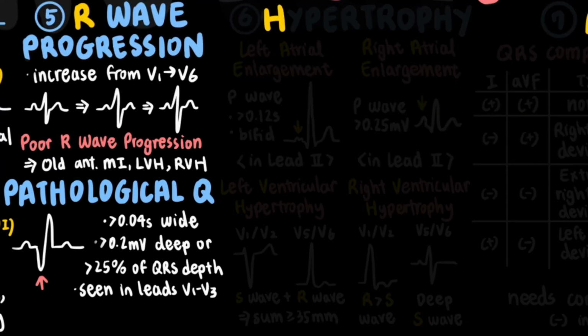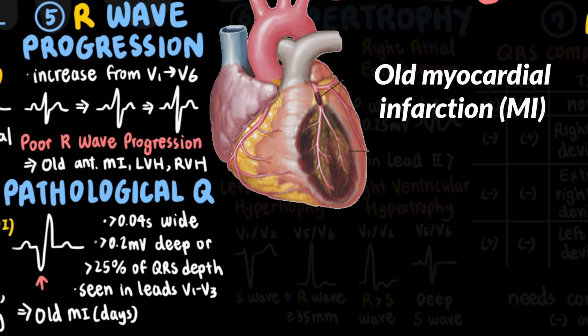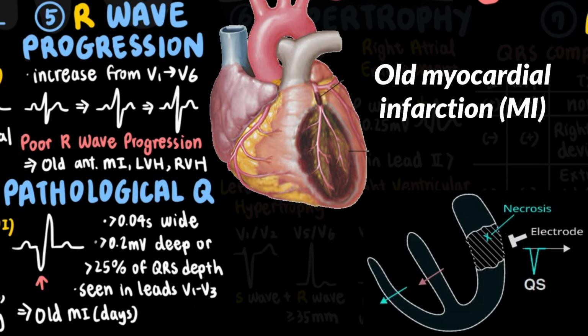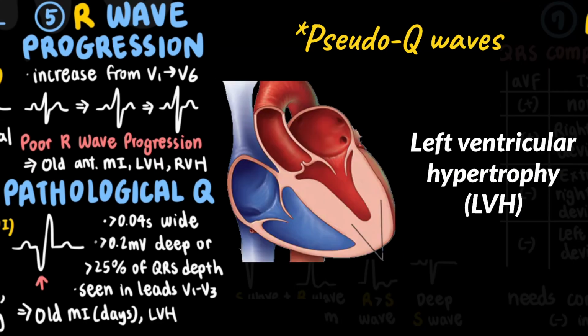The classic cause of a pathological Q wave is an old myocardial infarction. When part of the myocardium becomes necrotic, it can no longer depolarize. Instead, the ECG records only the forces moving away from the infarcted area, which shows up as a deep, wide Q wave. Pathological Q waves can also be seen in left ventricular hypertrophy, or LVH.